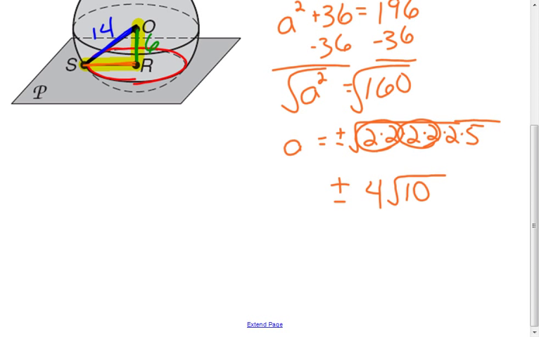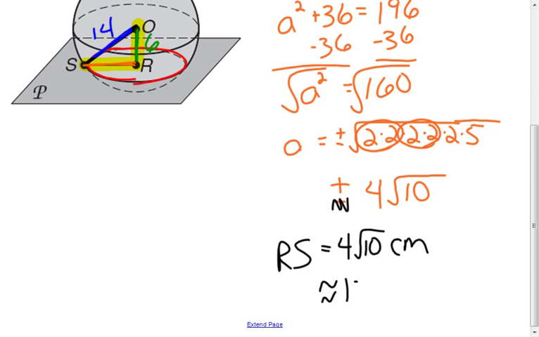Now, being I'm looking for the length of a segment in my sphere, I can get rid of the negative, and my final answer would be the length of segment RS is equal to 4 root 10, and the labels on all of this was centimeters, so it would be centimeters. When you punch it on your calculator, you're going to get an approximate value of 12.65 centimeters for the length of segment RS.